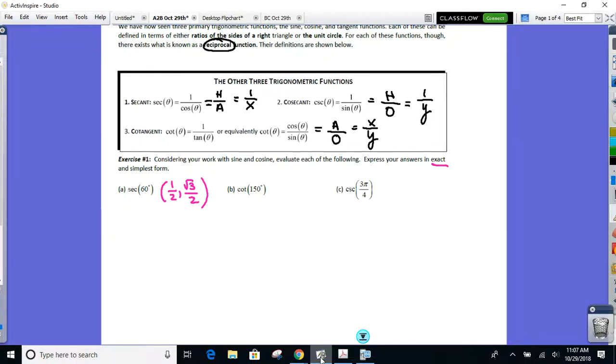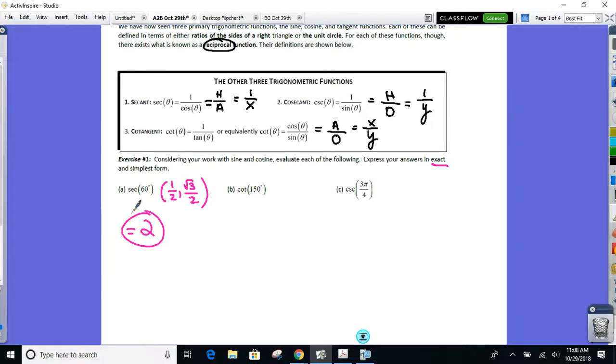Cosine. Which one represented cosine, guys? The x-coordinate, 1/2. Flip it, you end up with? Let me go through that again a little slower. Secant, 60 was my coordinate, 1/2 radical 3 over 2. Secant, you flip cosine. Cosine was which coordinate on the unit circle? X-coordinate, 1/2, flip it. Got my final answer.